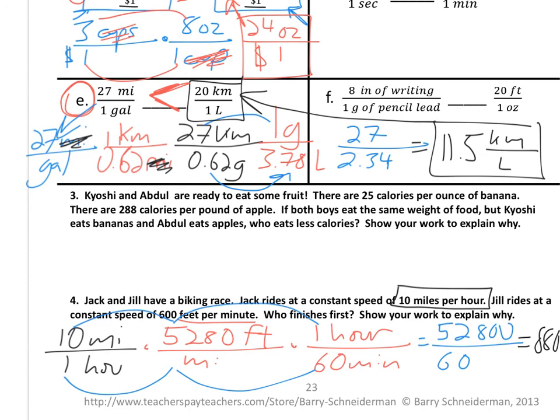880 feet per minute. I can check to make sure that I get the right units by crossing things off. Miles on the top, miles on the bottom. Hours on the top, hours on the bottom. So I'm left with feet per minute. And 880 is faster than 600. So Jack is the faster rider.